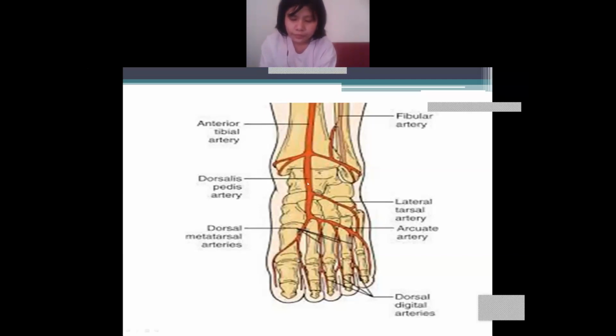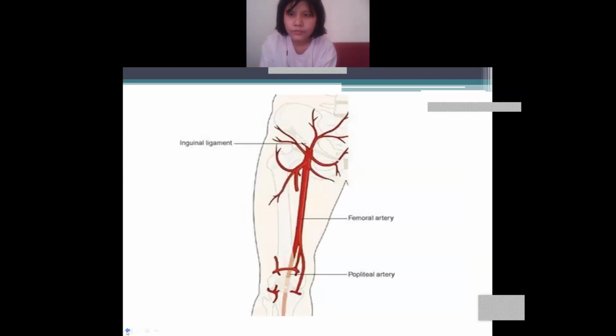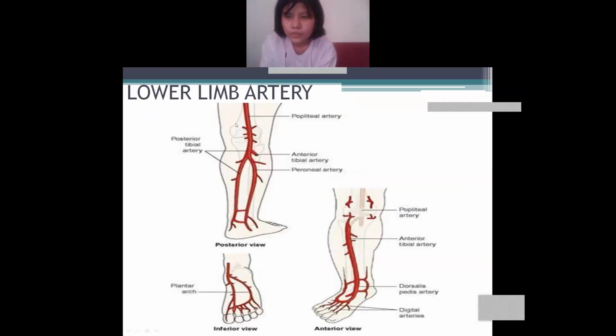Okay, and next is the dorsalis pedis. In the dorsalis pedis artery, you will find that it is the continuation of the anterior tibial artery, and here, same thing, you will be able to feel your pulse. And next is the posterior tibial artery. Posterior tibial artery. This one. This is the posterior tibial artery.